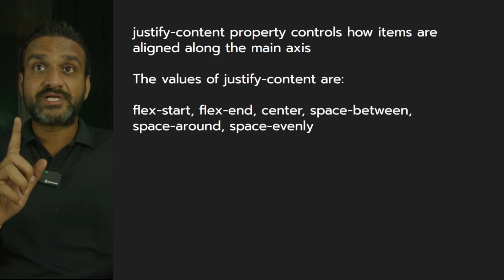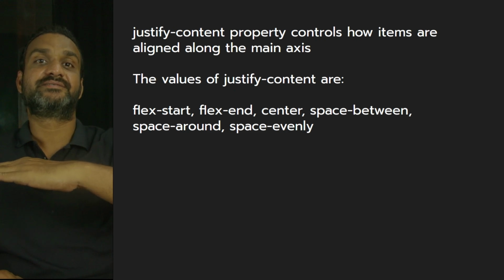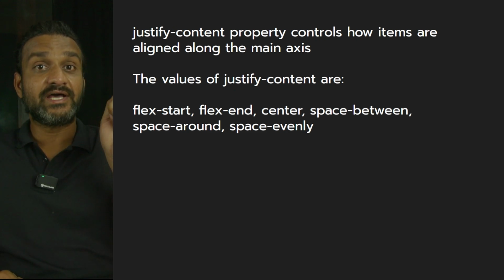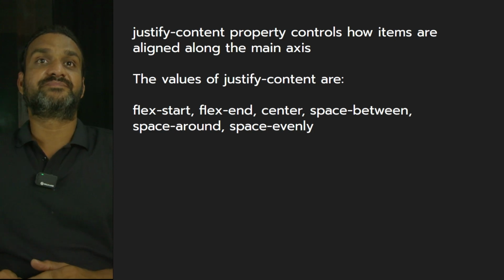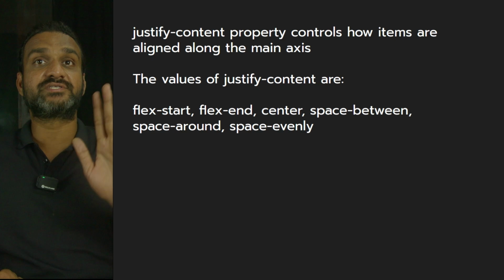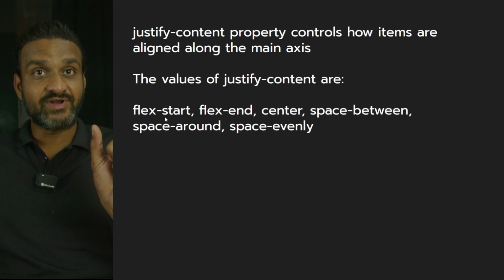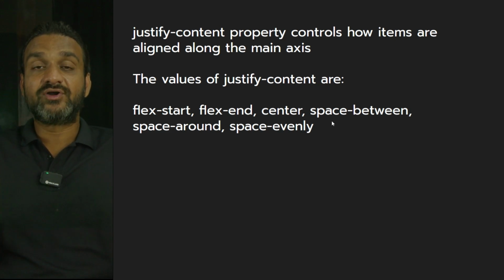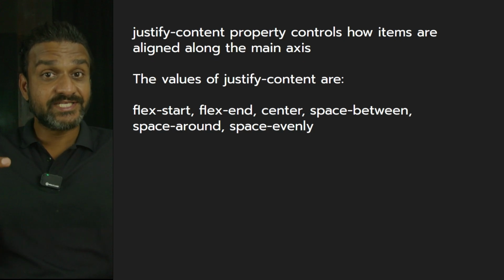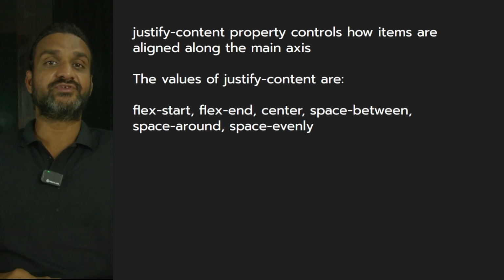The justify content property controls how items are aligned along the main axis. So the property justify content allows the alignment of the elements based upon the main axis. There are 6 possible values for justify content: flex start, flex end, center, space between, space around and space evenly. We'll try to understand each and every value in detail, slowly, so that we can have a better understanding of these concepts.